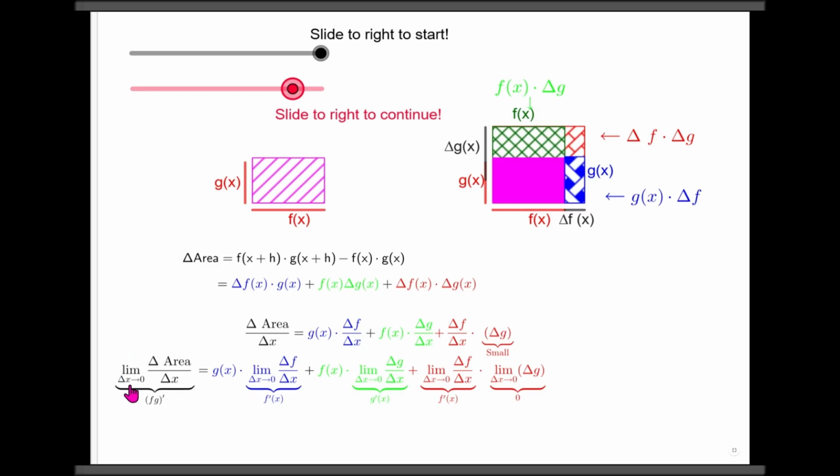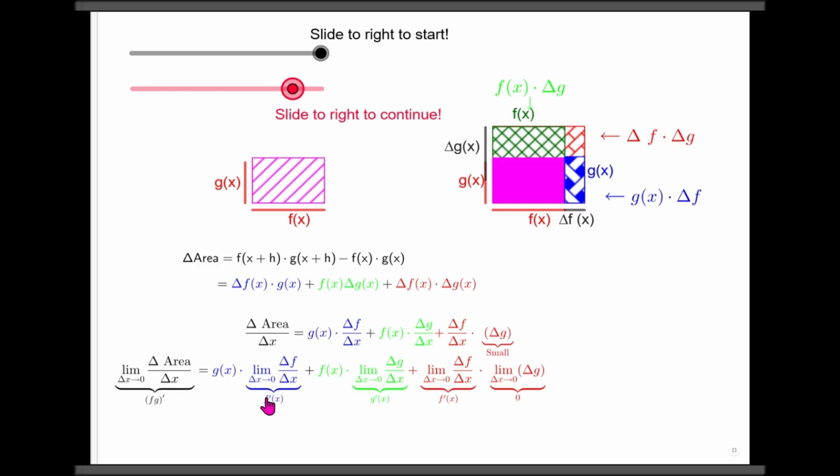The limit as delta x approaches 0 of the quotient delta area over delta x is equal to g of x times the limit of delta f over delta x as delta x approaches 0, plus f of x times the limit as delta x approaches 0 of the quotient delta g over delta x, plus the limit of delta f over delta x as delta x approaches 0 times the limit of delta g as delta x approaches 0.